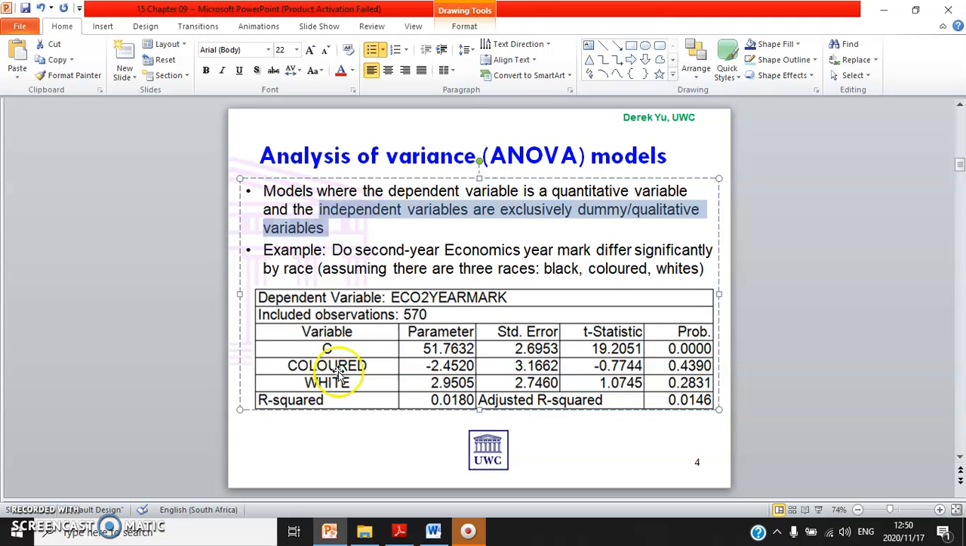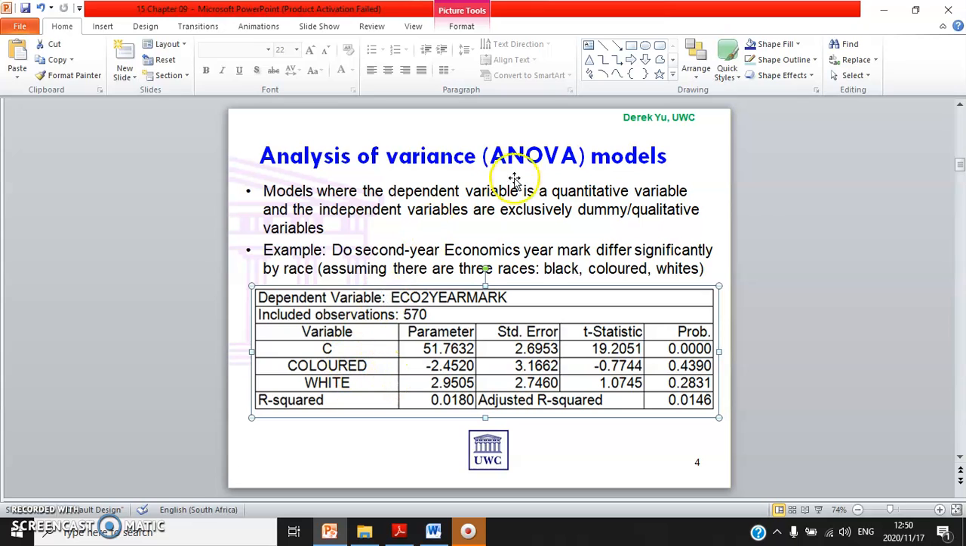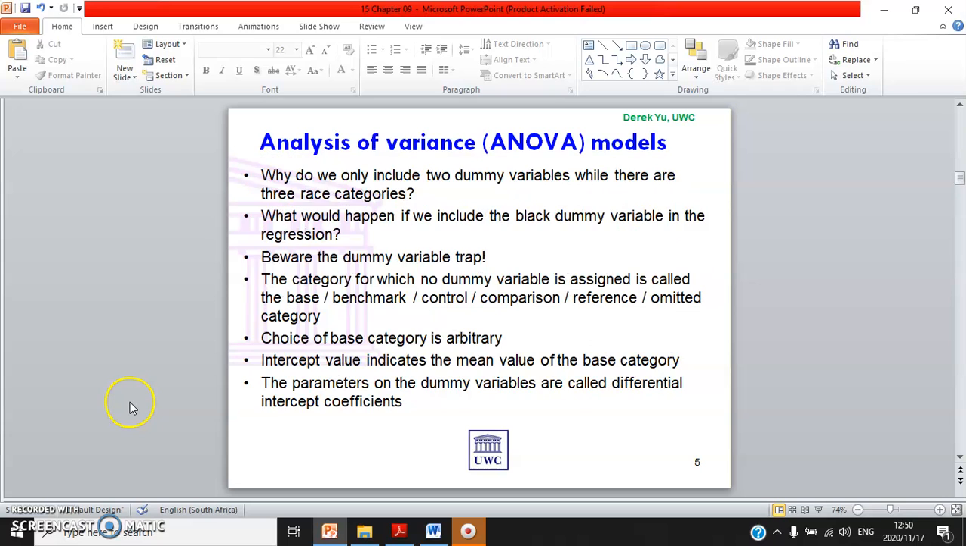In other words, you would not see a continuous quantitative explanatory variable such as age, study hours, number of lectures attended. They won't feature. I repeat, so for the ANOVA model, all the explanatory variables are dummy variables. Then you might ask, what is the purpose of running this type of ANOVA model? The main purpose is to derive the sample mean of Y for each subgroup.